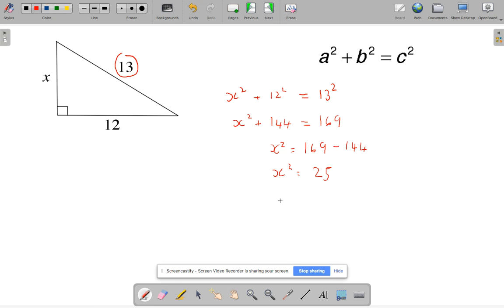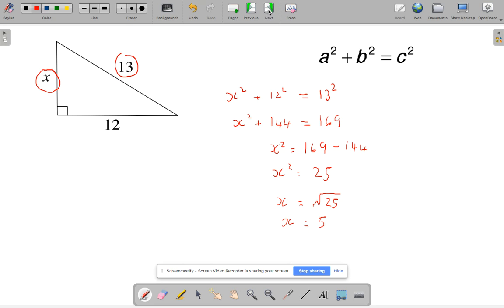Now I want to get rid of the square like I did in the previous video. So what I do is I square root 25. And again, I'm going to do this without a calculator. The square root of 25 is 5. So the main key thing here is to remember that your x number is a smaller side this time, so you've got to make it A or B.